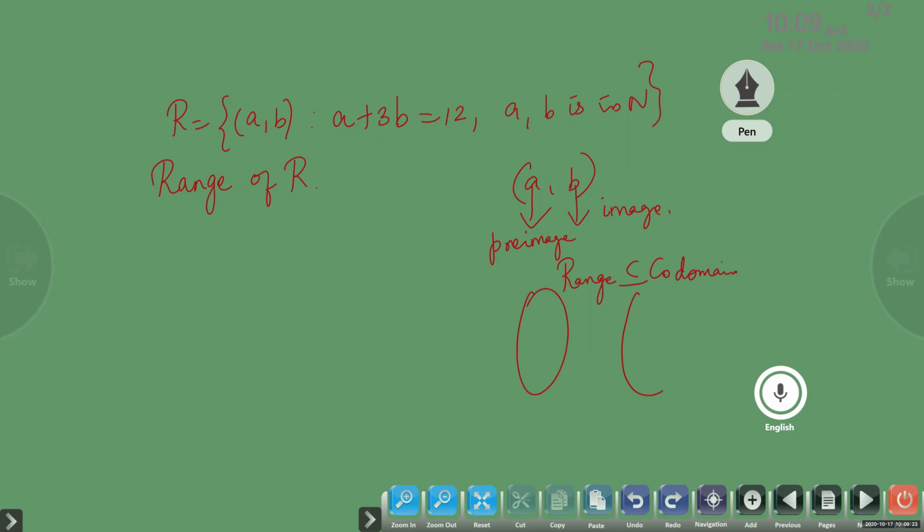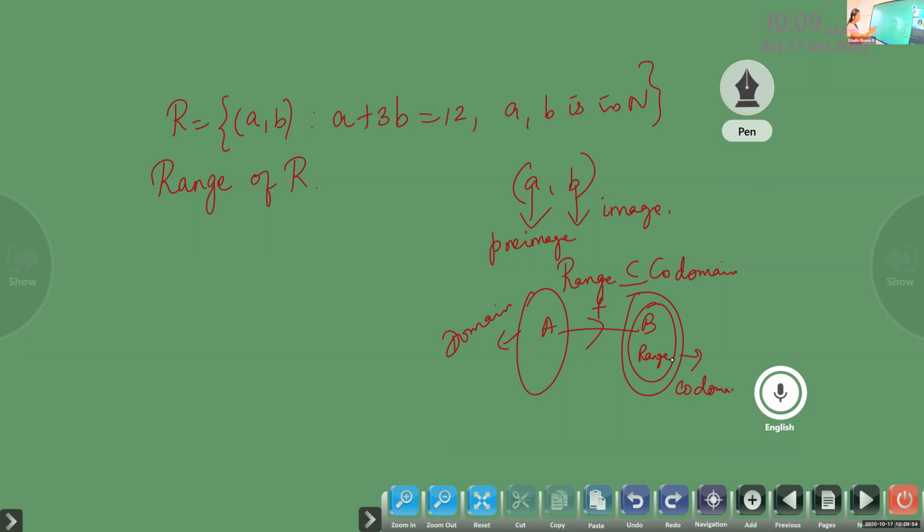Suppose f is a function from A to B. A we call the domain. A is domain. B is codomain. And all the elements mapped on it will give the range. Range is a subset of codomain. Okay. Now what is the question here? R is given as a set of all ordered pairs (A, B) where A plus 3B is equal to 12. Then what is the range of R?